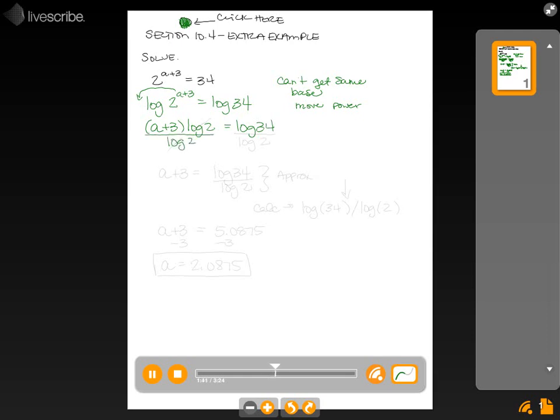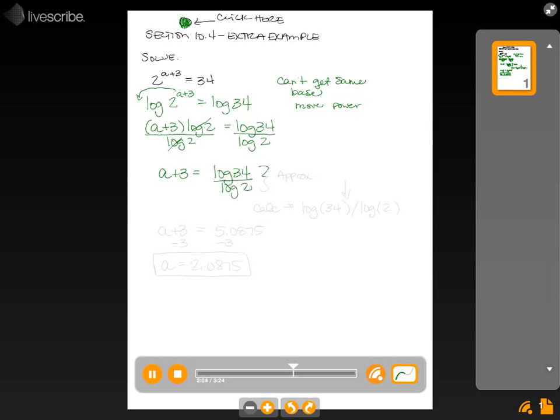Now at this point, I'm going to move the log to the other side. It's already factored out. I don't need to distribute it because that will make my problem more complicated. If I have a set of parentheses with the log taken out already, I'm just going to divide by the log to get it to cancel. Okay? So we end up with a plus 3 equals log 34 divided by log 2.